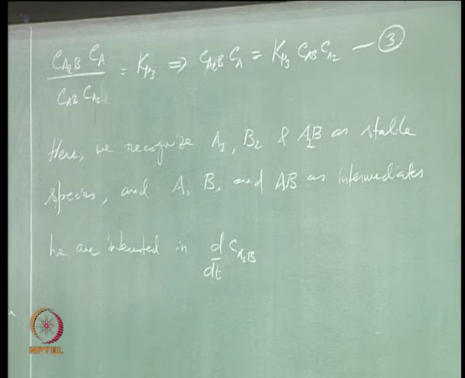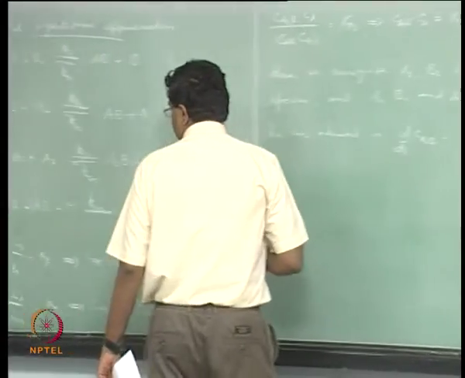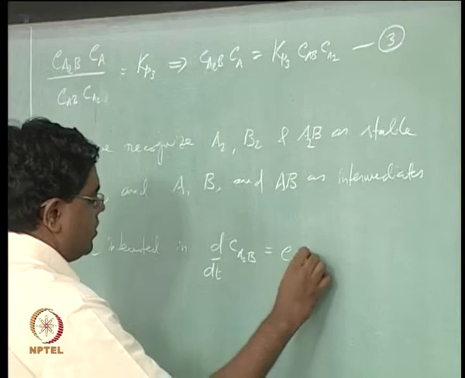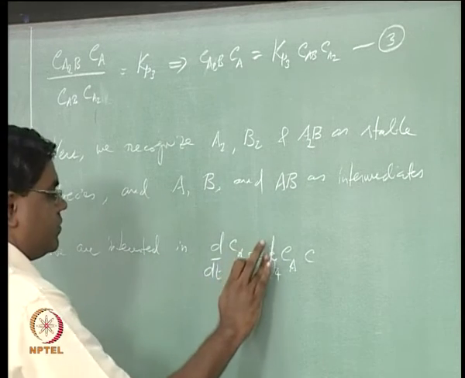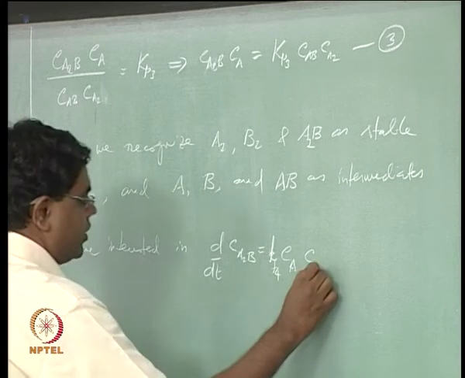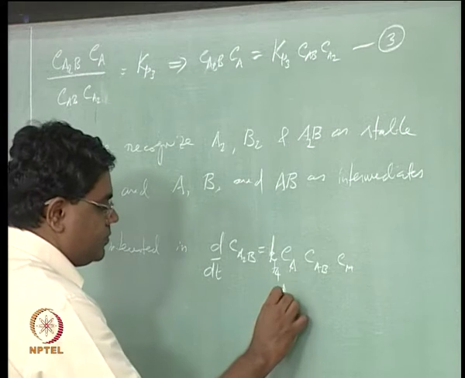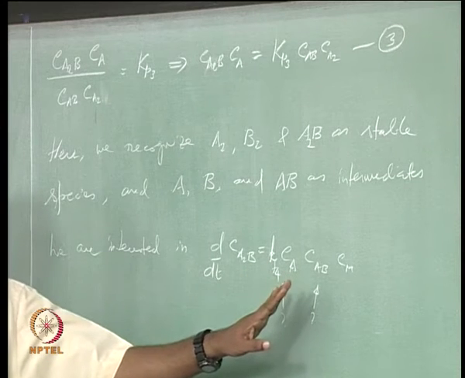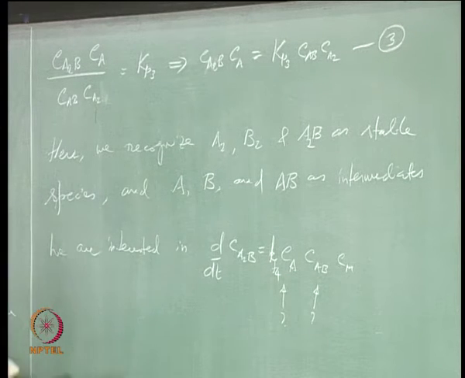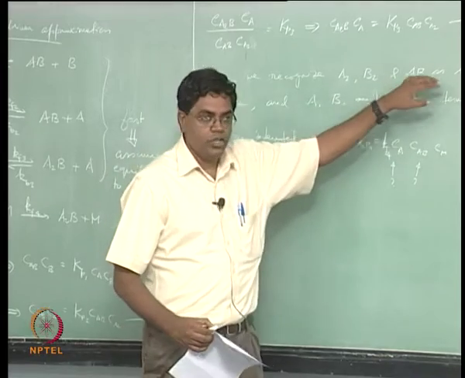Now looking at the fourth reaction where this is being produced, we could write the rate as equal to KF4 times concentration of A times concentration of AB times concentration of M, right? But we need to know what these are, the concentration of A and concentration of AB, which are intermediates, in terms of concentrations of the stable species in the system, namely A2B2 and A2B.